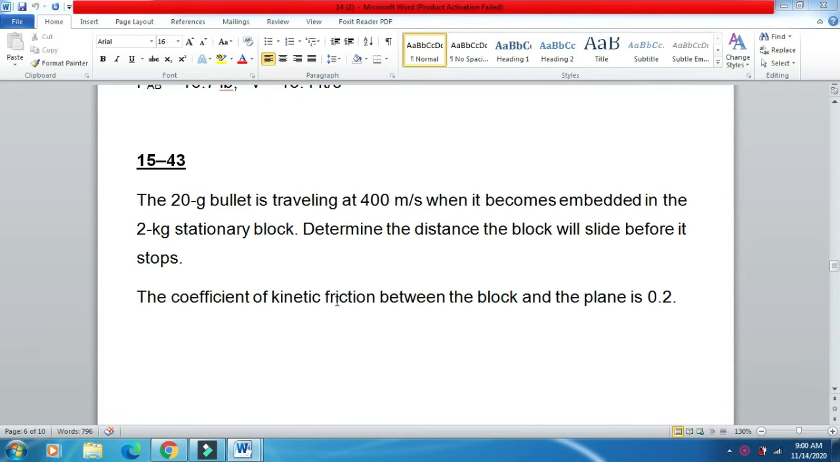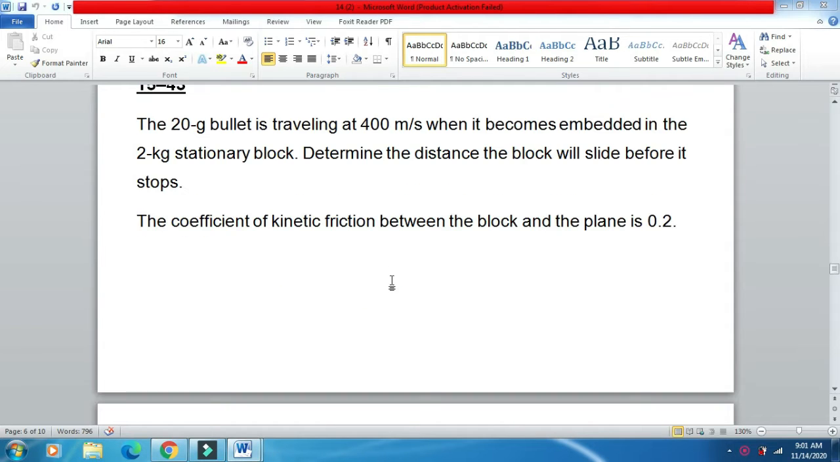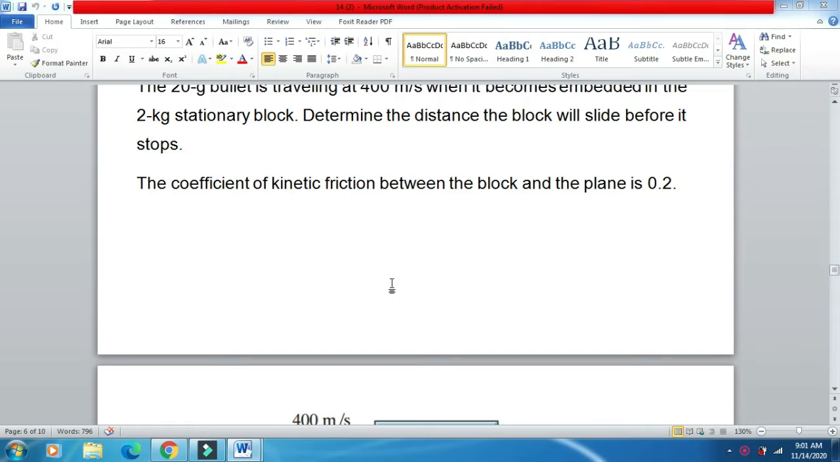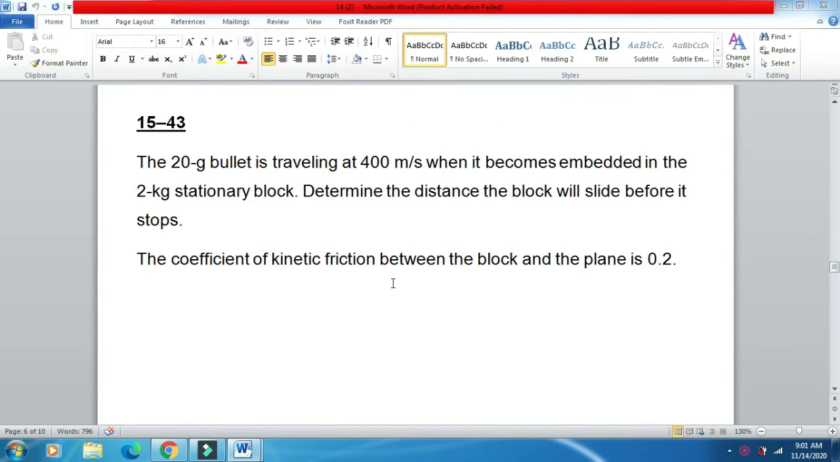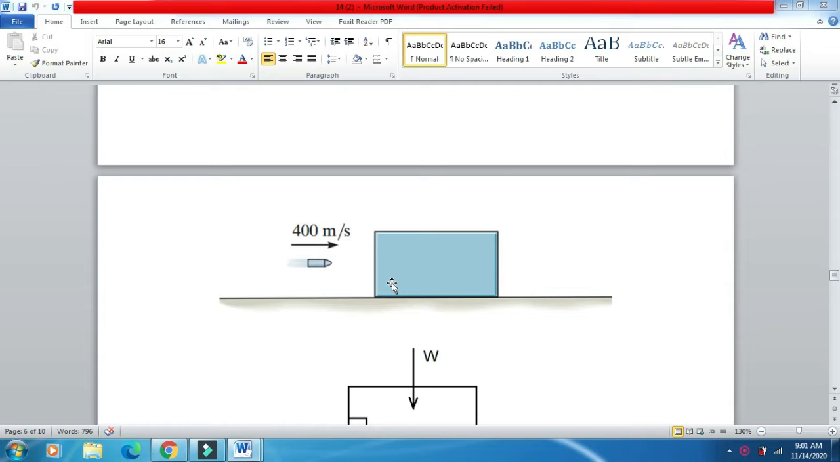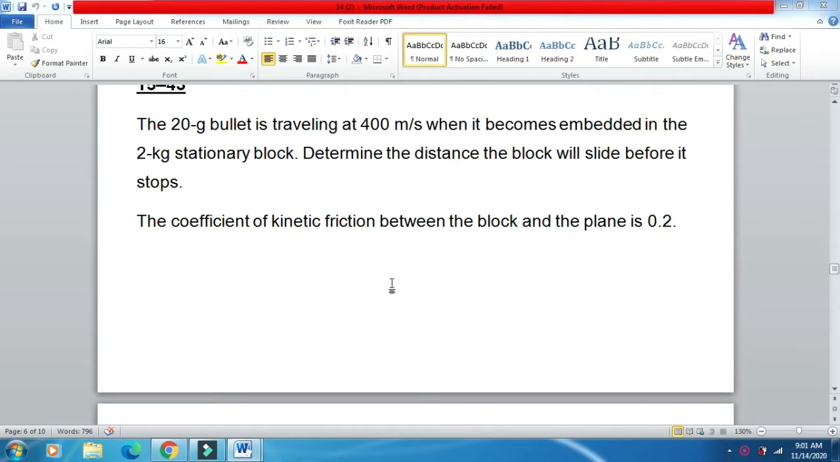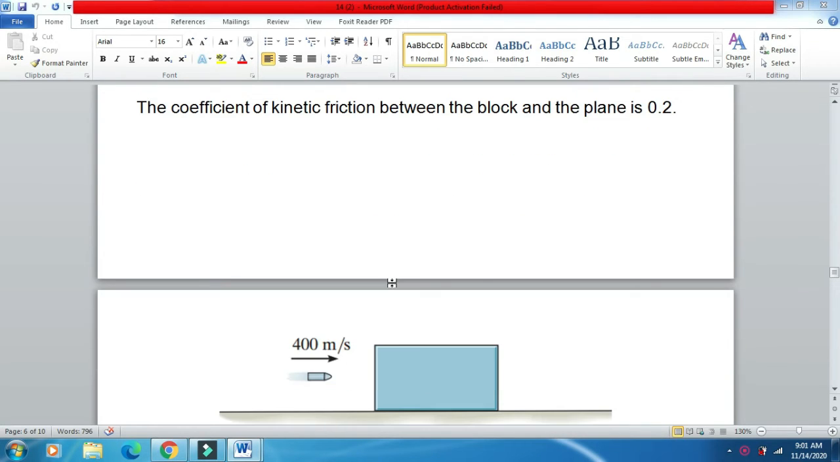Next problem is 15-43. The bullet problem consists of a bullet which has a mass of 20 gram. It is initially moving with a velocity of 400 meter per second. After this, the bullet penetrates the stationary block. The mass of the block is 2 kilogram. So we have to find the distance the block will slide before it stops. The coefficient of friction between block and the plane is given.